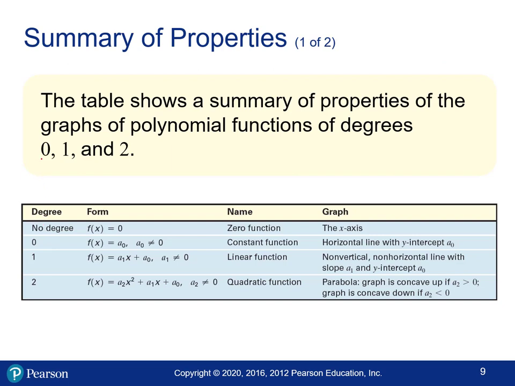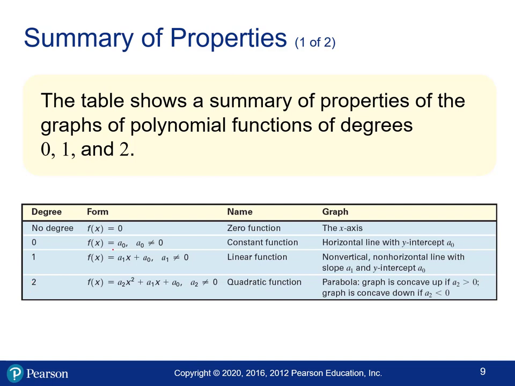Okay, so let's go ahead and summarize some of these properties about our polynomial functions. So just for degrees 0, 1, and 2, and then no degree, that would just be the zero function first of all. And what that looks like is just the x-axis. So that one's not too critical. It's ones where our degree is something 0 or more that we're pretty much interested in.